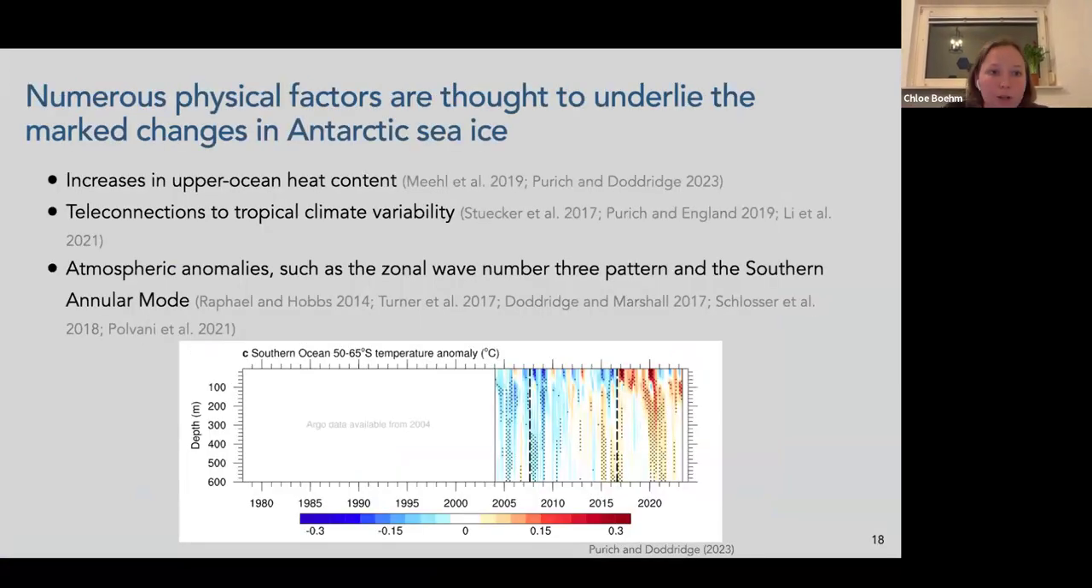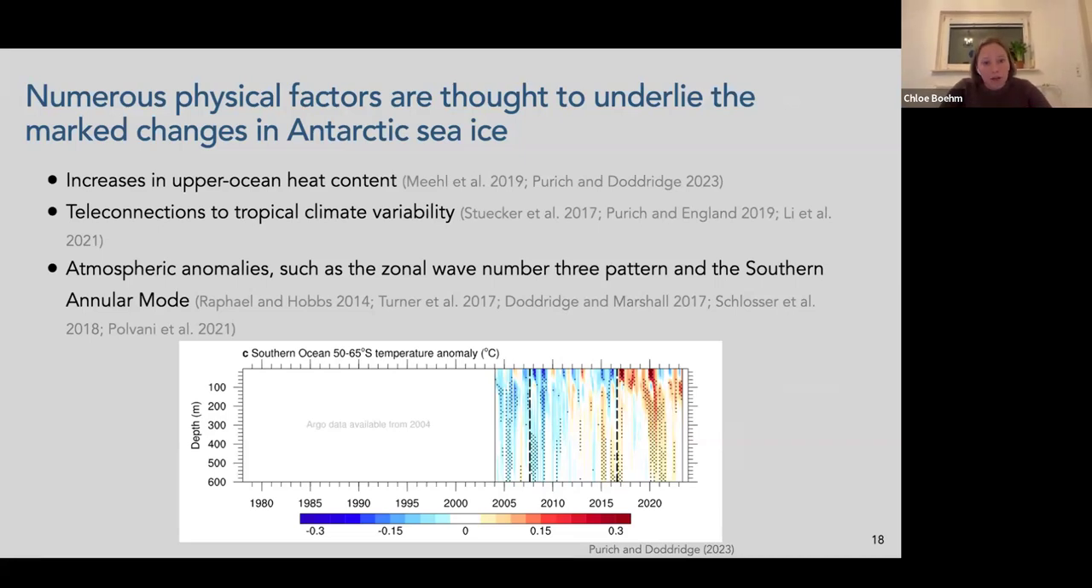Folks have looked at how increases in upper ocean heat content could be impacting that. That's what this figure on the bottom is from, a figure from Perch and Doddridge's paper in 2023. That's just showing upper ocean temperature anomalies in the Southern Ocean, and how, as you move through time, we're moving from negative, colder temperature anomalies to warm temperature anomalies. That aligns very well with those really big sea ice anomalies that we saw over the last decade.